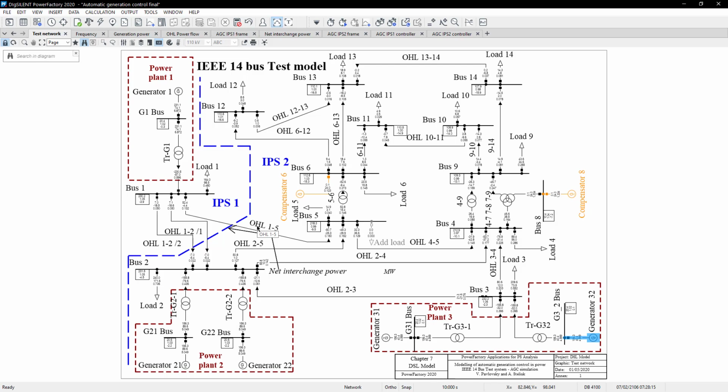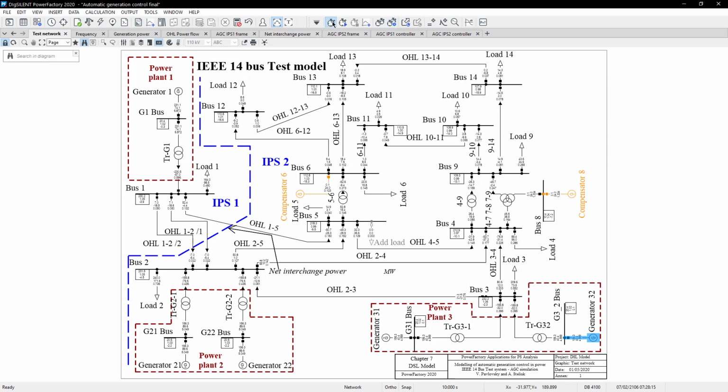Okay. What I will do is the following. I will include a system frequency disturbance, and the system frequency disturbance will be a sudden load increase at load number 1. Okay? I will suddenly increase the load at load number 1.